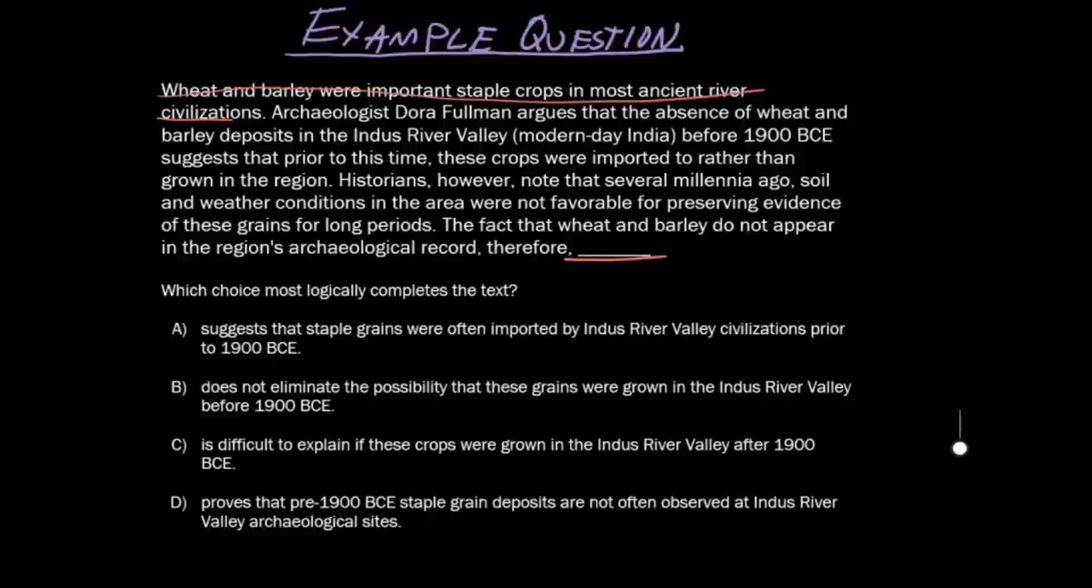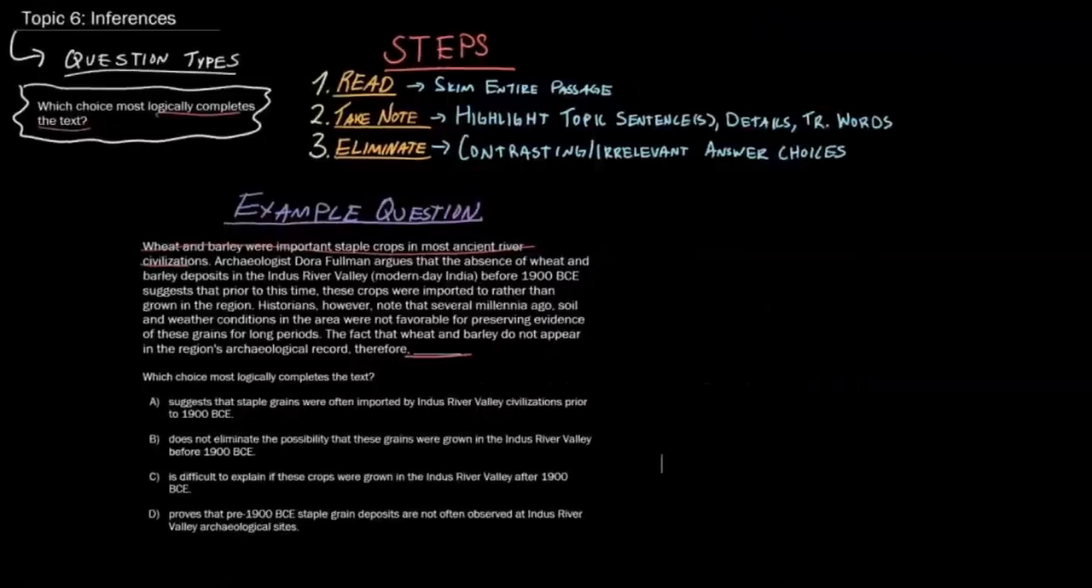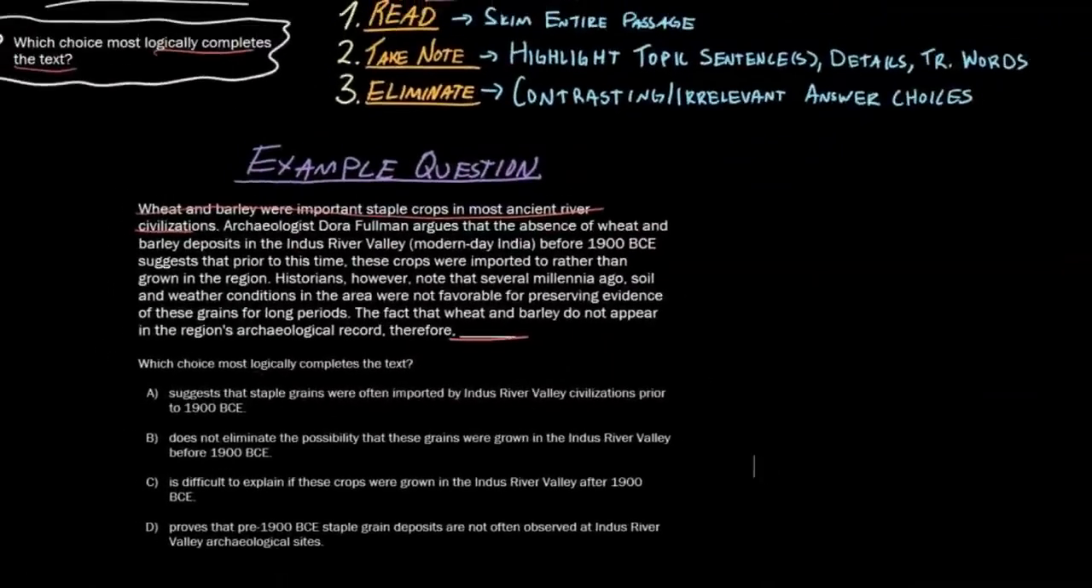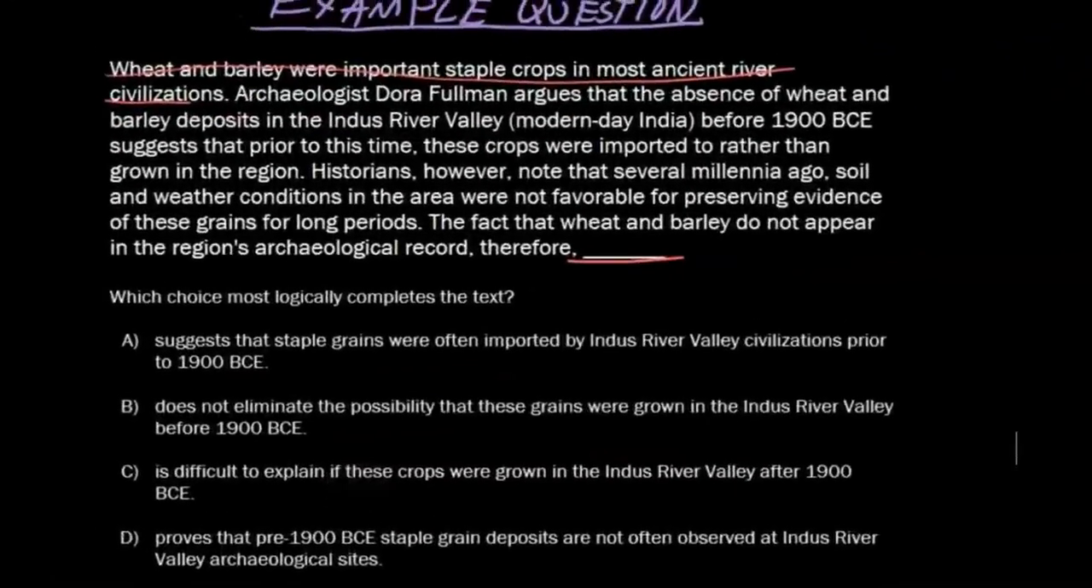Historians, however, note that several millennia ago, soil and weather conditions in the area were not favorable for preserving evidence of these grains for long periods. The fact that wheat and barley do not appear in the region's archaeological record, therefore, and then we have a blank. So let's take note of what we have up here. We already highlighted our topic sentence. Now we're going to take a look at details and transition words.